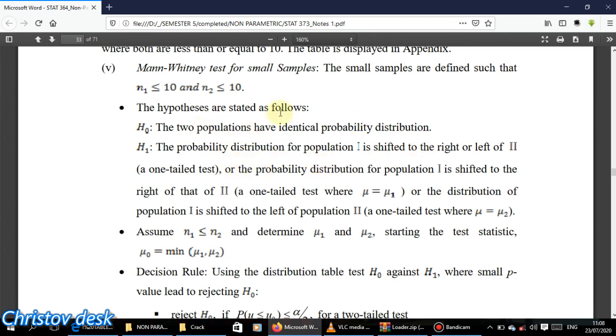And then in small samples too, take note that n1 and n2 should both be less than or equal to 10. Okay, so in the next video we'll take a typical example involving a small sample, then we'll consider the large sample as well.